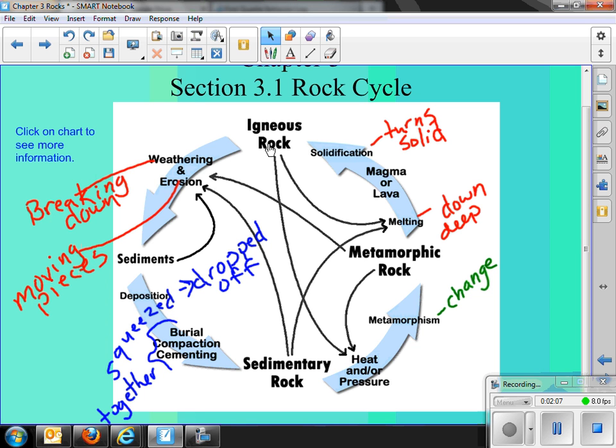Now, they can switch positions anytime you want. An igneous rock could get under heat and pressure and turn to metamorphic. Metamorphic rock could break down and become sedimentary. So anywhere in that whole cycle, you could end up having a rock. Now, if you go to the classroom.com and click on the animations, there was one about the rock cycle if you needed to follow that, and I would suggest that you do that.